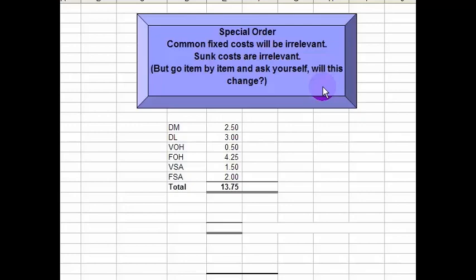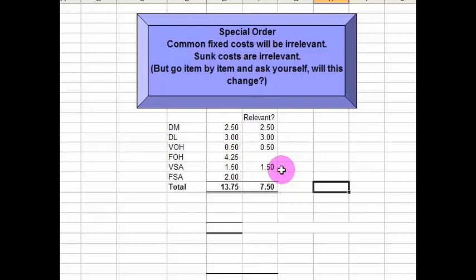And that's why in a special order situation you need to pay attention to the capacity level. If by producing a special order a company has to put on another shift or rent space somewhere, then obviously some of the fixed costs could become relevant. So let's look at each one of these items and ask ourselves, will this cost increase if we build one more unit? Certainly the cost of direct materials, direct labor, variable overhead, and variable selling and admin costs will increase if the company produces and sells additional units.